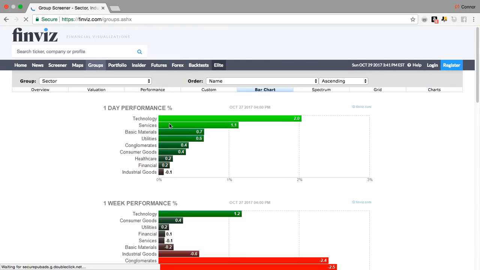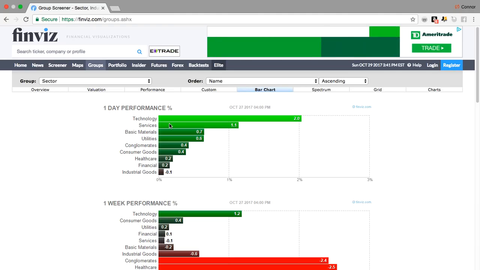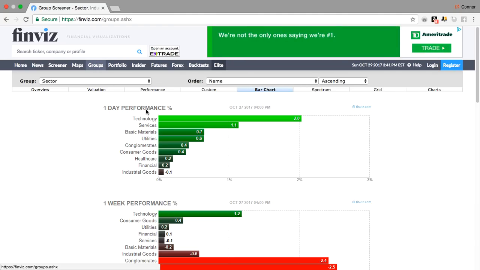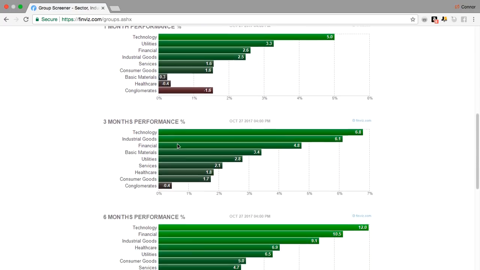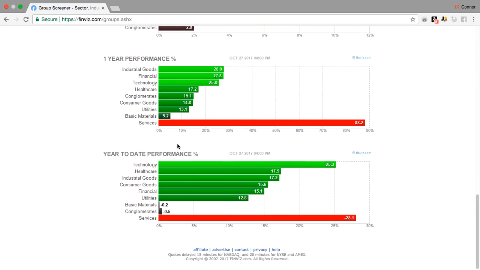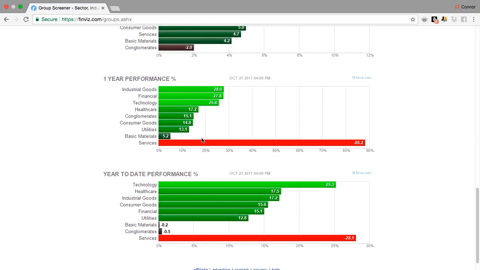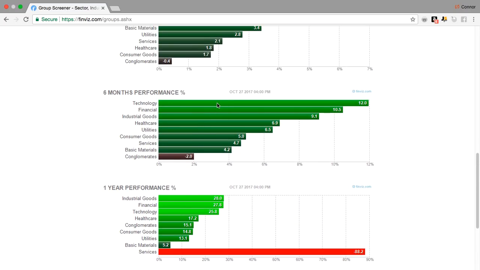So all in all, very easy. You could go through groups. Groups here is basically the performance over 1 day, weekly, monthly, 3 months, 6 months, 1 year, and year-to-date on the sectors. So this can help you determine which sectors are strong and maybe where you want to allocate some of your money, especially when it comes to portfolio diversity.